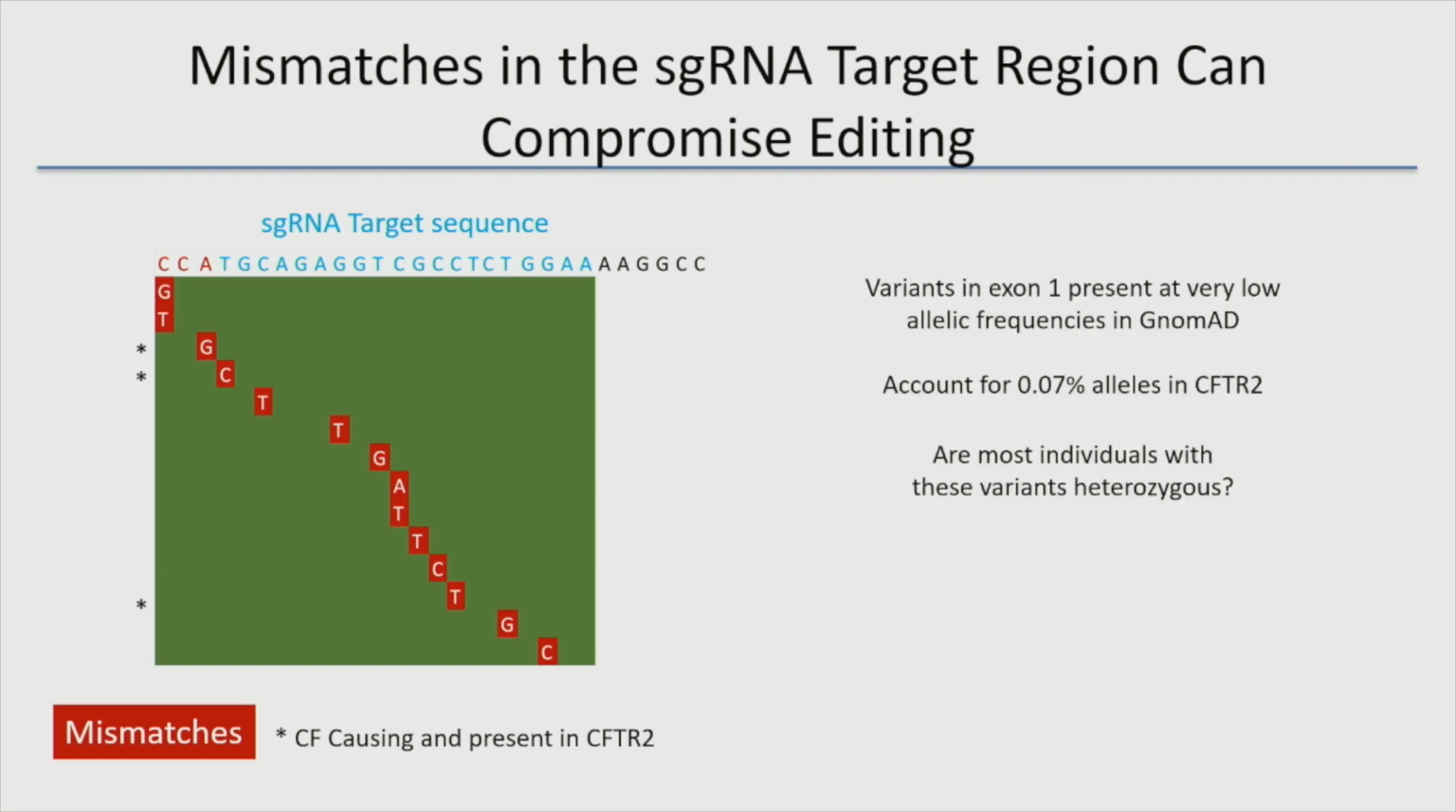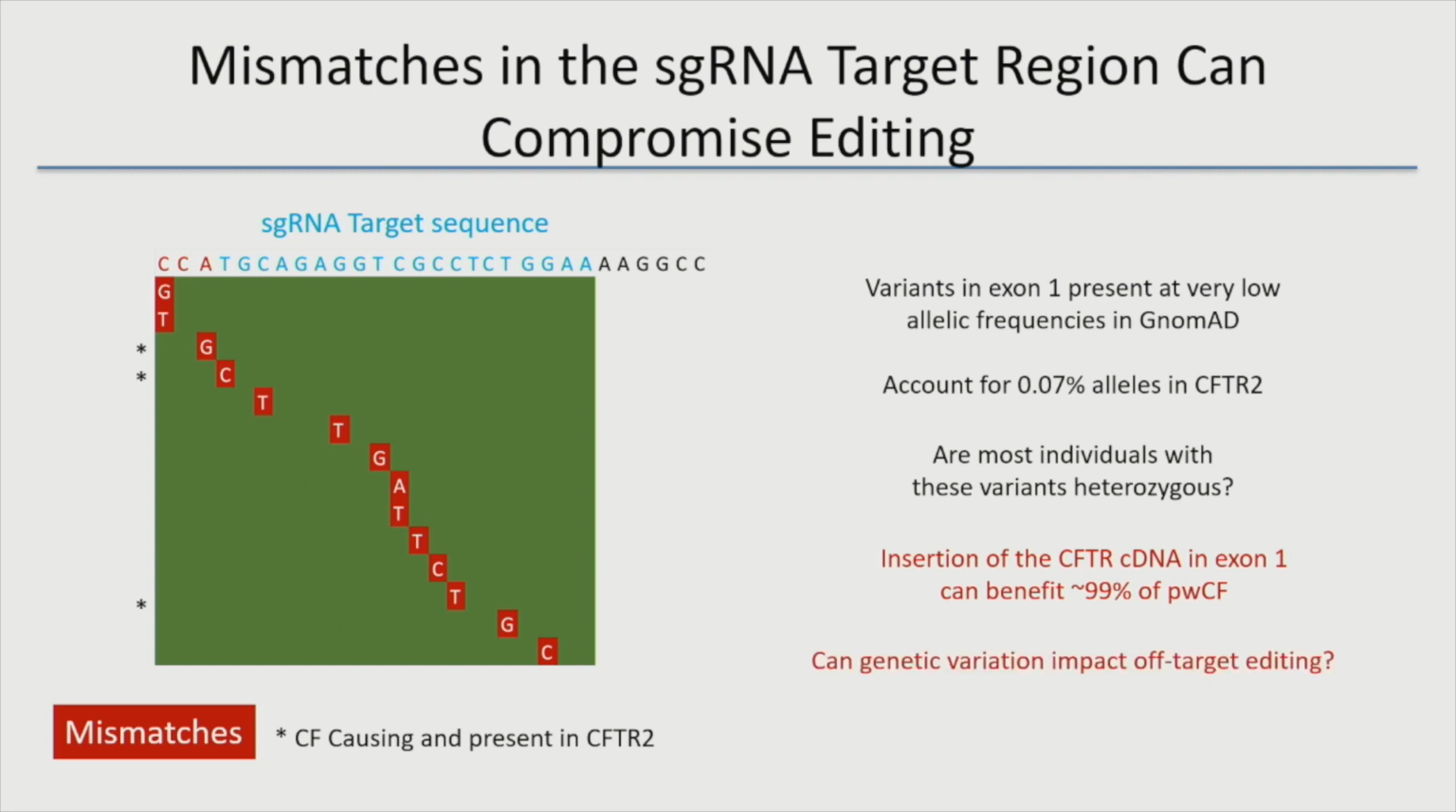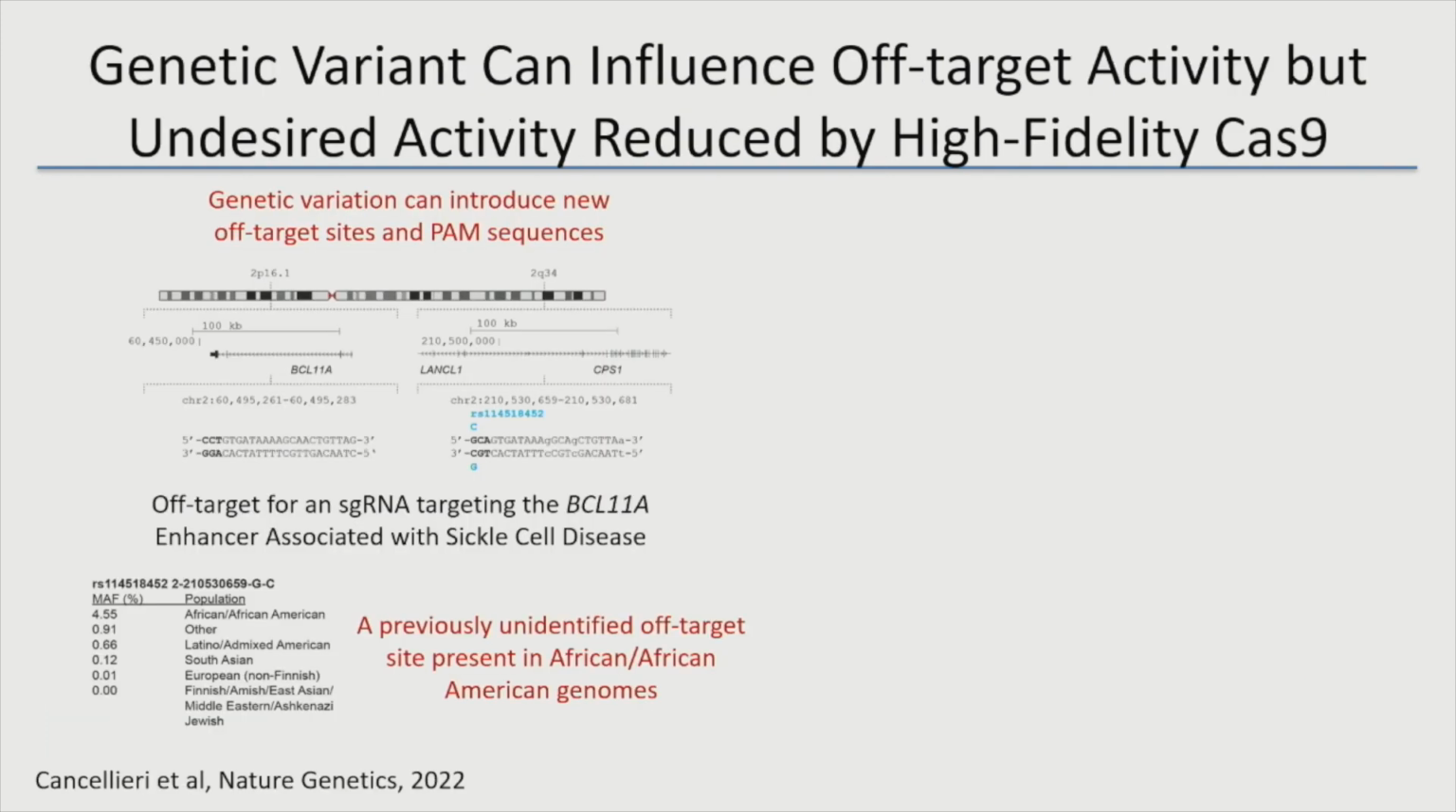These variants still account for only 0.07% of alleles in CFTR2, and we don't know if most of these people with these variants are heterozygous for them. So the take-home message is that you can still insert the cDNA into exon 1 and help over 99% of people with CF. And of course, how do we think about genetic variation impacting off-target editing? There was a really nice paper from Dr.